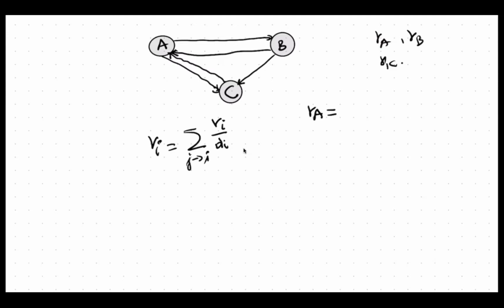So following this formula, for the repetition of A, we see that A receives connections from B and from C. So it will be based on the repetition of B and C. We write it as the repetition of B divided by the number of outgoing links from B. Because if B is highly repeated, the repetition of B will spread out to all the pages that we can access from B. So that's why we divide by the outgoing degree of B.